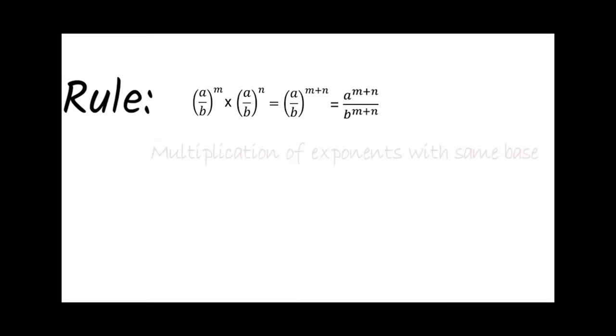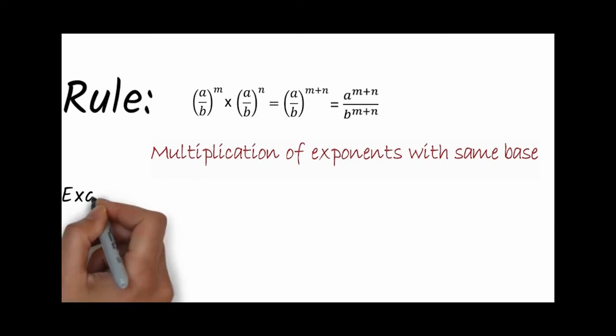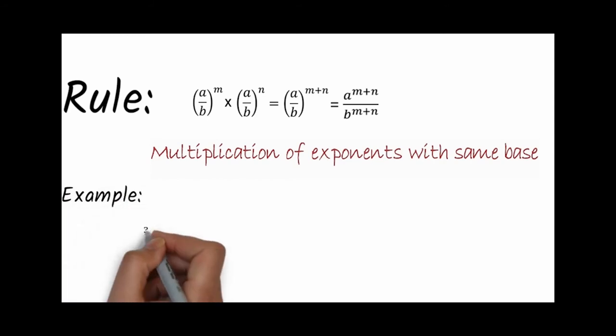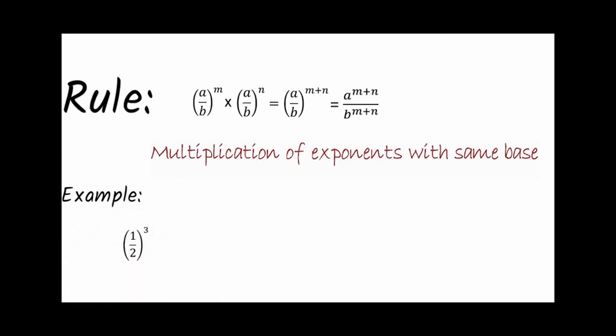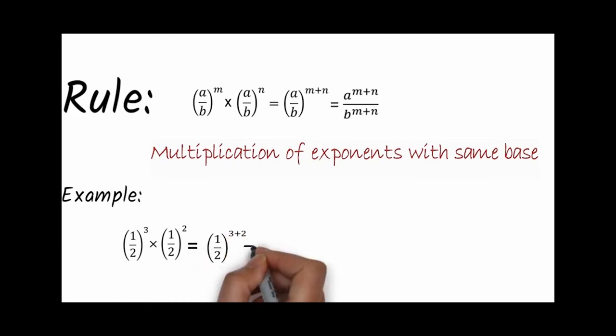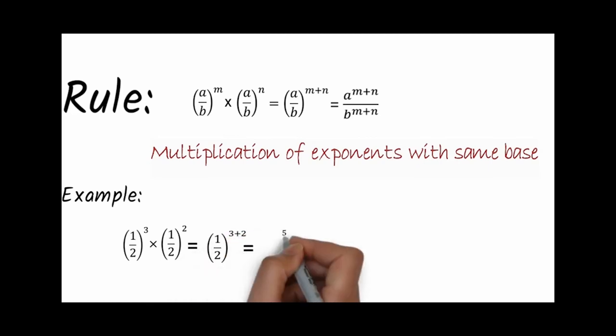Okay. So let's look at an example. In this example, we have 1/2 raised to the power of 3 multiplied by 1/2 raised to the power of 2. So following the rule, we can combine these two together. That gives us 1/2 raised to the power of 3 plus 2, which is 5. So we get 1/2 raised to the power of 5.